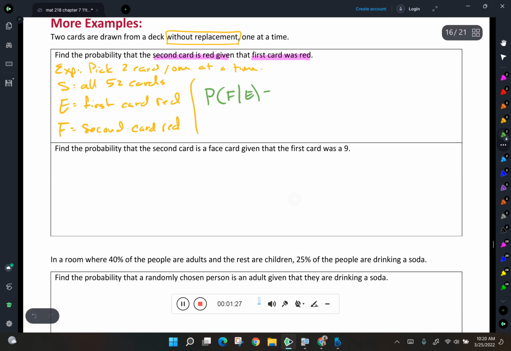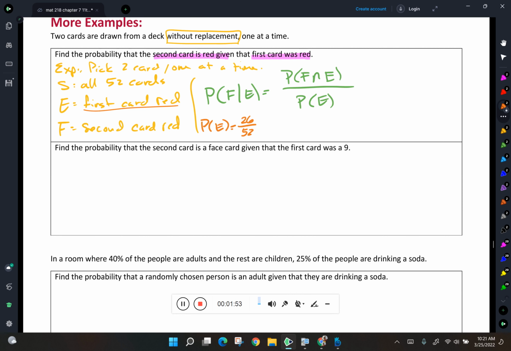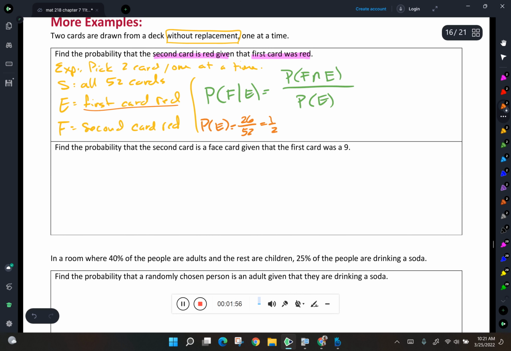Okay. Well, I know that that's going to be the probability of F intersection E divided by the probability of E. So I'm going to go ahead and do some calculations over here on the side. The probability of E, I'm going to do the denominator first, is going to be that the first card was red, so that's going to be 26 red cards, 52 cards in the deck. So 26 out of 52, which I believe reduces down to 1/2.